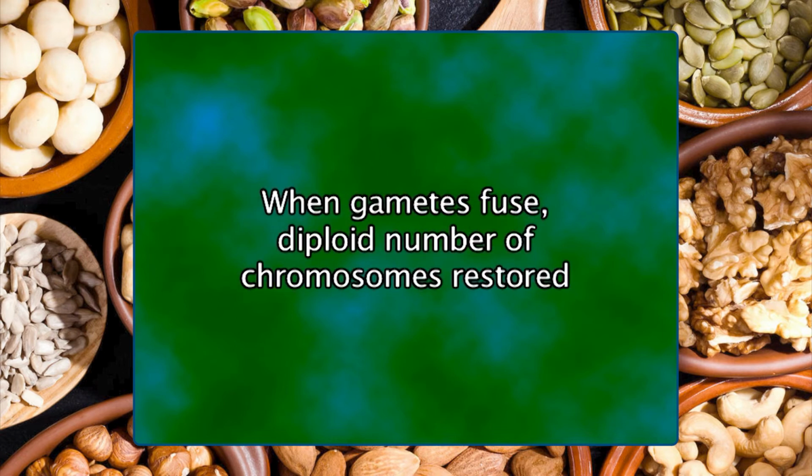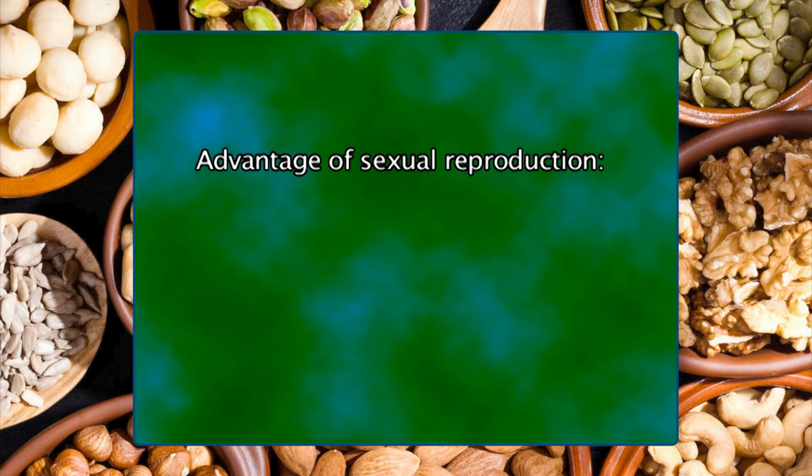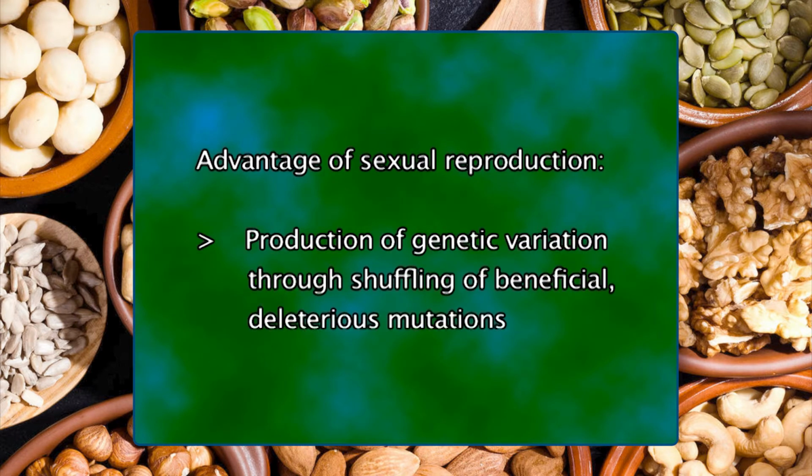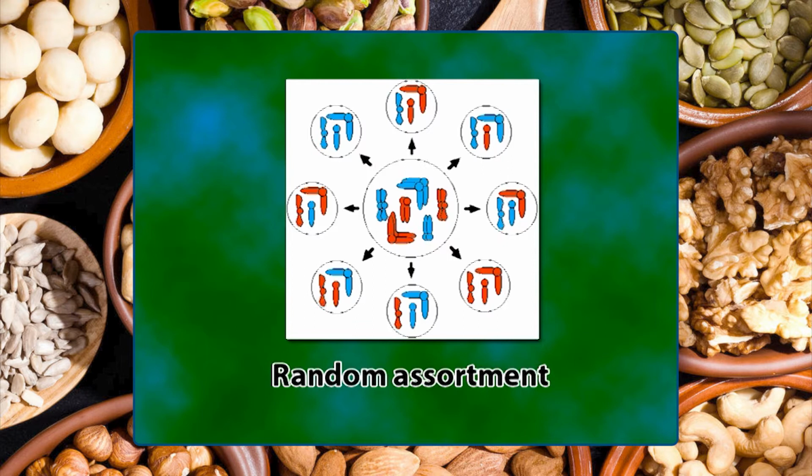This ensures that when gametes fuse, the diploid number of chromosomes is restored. If the chromosome number were not halved before production of gametes, the chromosome number would double with every generation. One great advantage of sexual reproduction is the production of a great deal of genetic variation through the shuffling of both beneficial and deleterious mutations because of independent assortment of chromosomes and random fertilization.